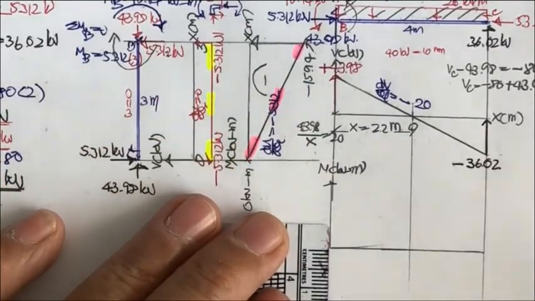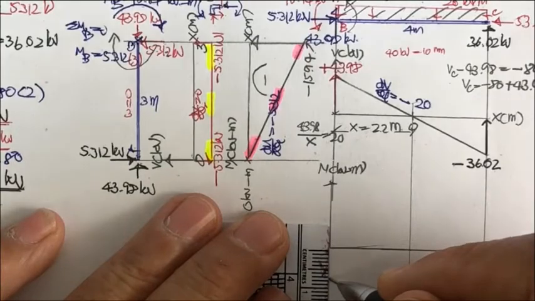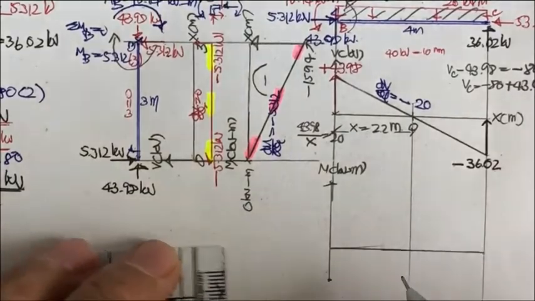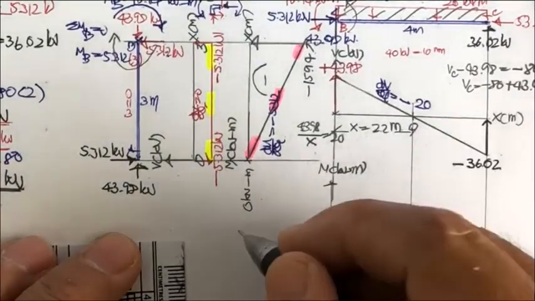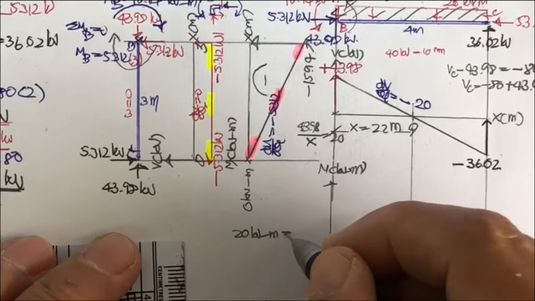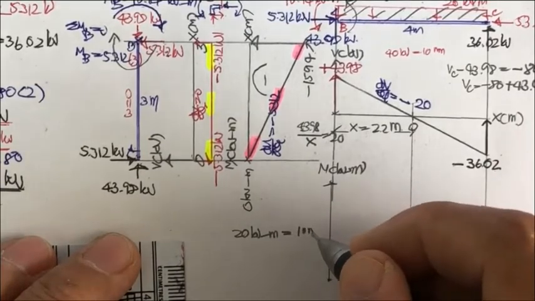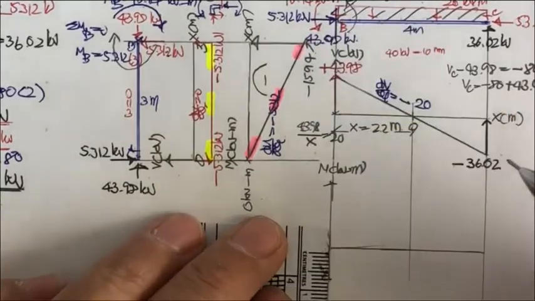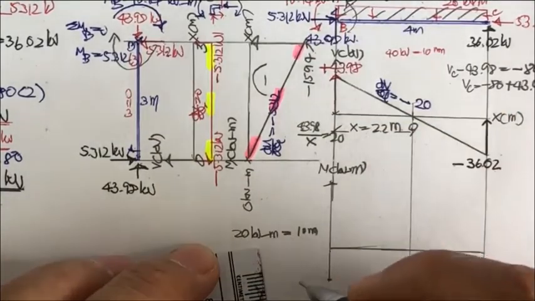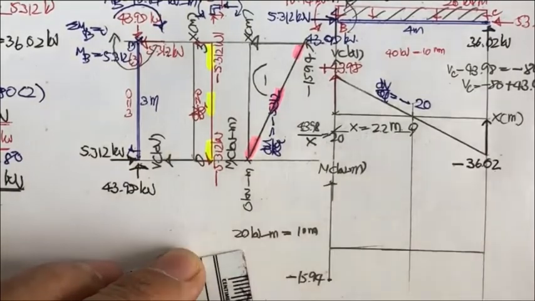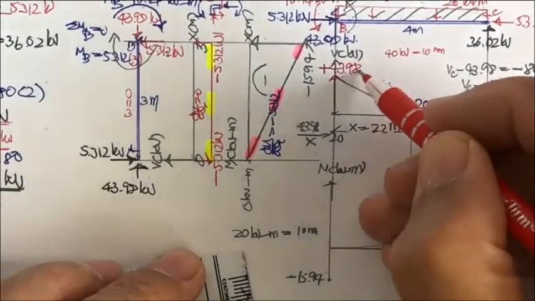Minus 15.94. So let's say it's maybe a scale about half of that, about 8 millimeter. We have 20 kilonewton meter equal to 10 millimeter, so the 15.94 is about 8 millimeter. Okay, this is minus 15.94. And then you have 43.98.